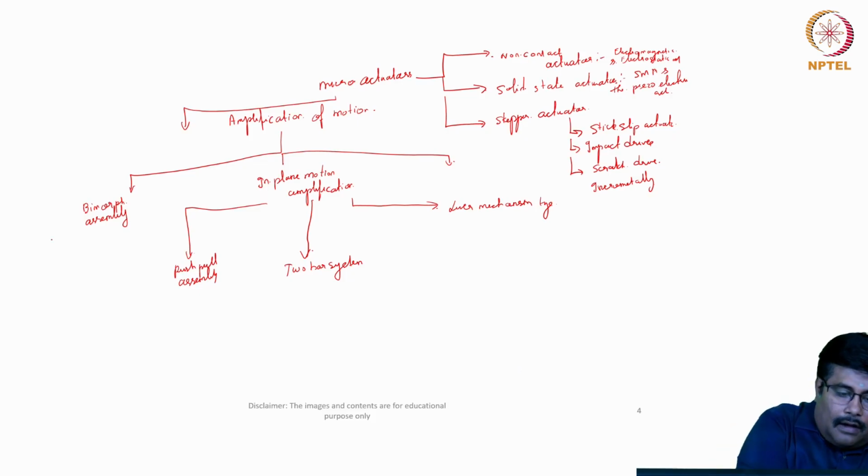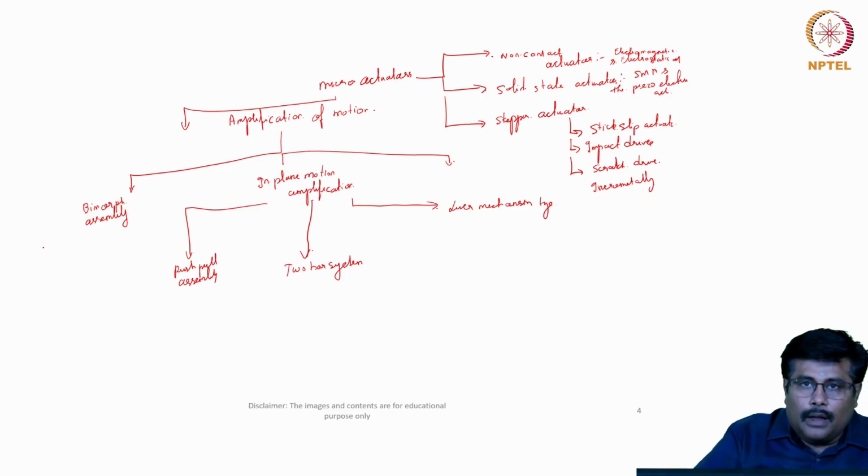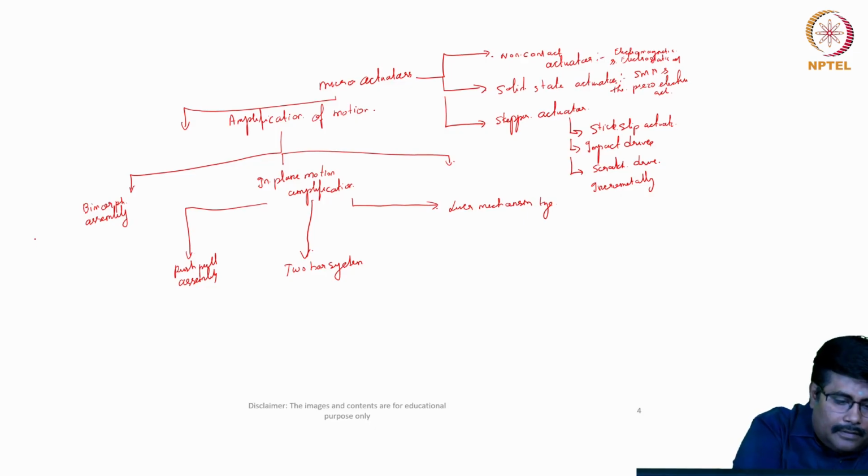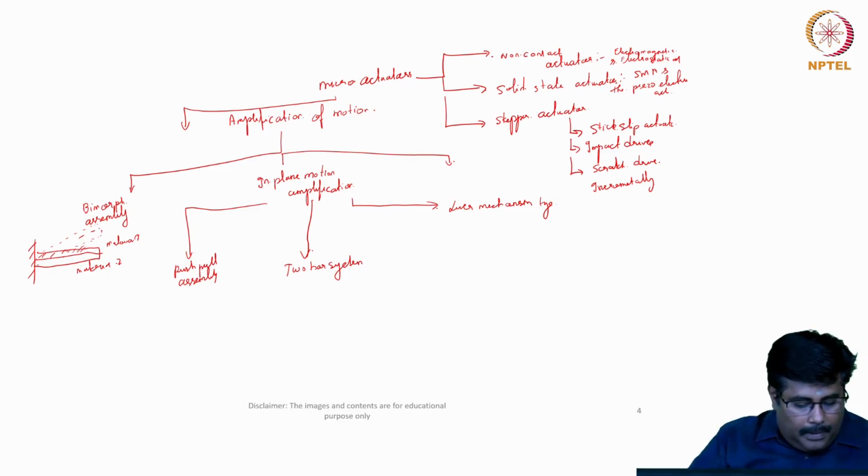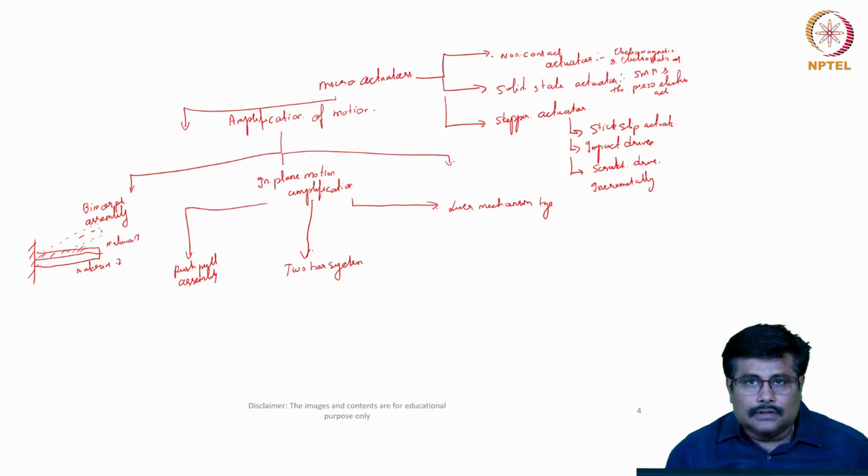In our case, with reference to this bimorph assembly, we have seen a bimorph assembly where we have two media. This is material 1 and this is material 2. The actuation happens in such a way that material 1 and material 2 will move along the structures.